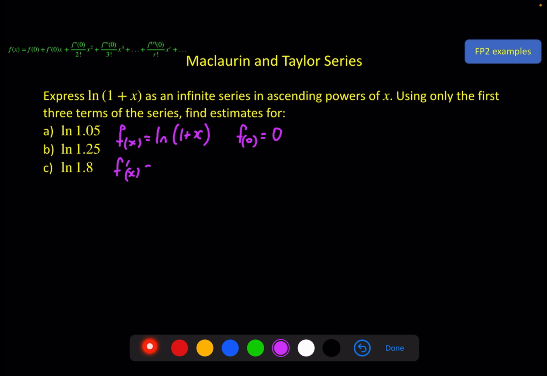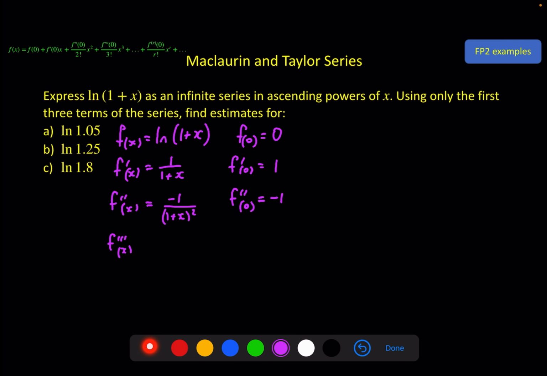Differentiate this, and we get 1 over 1 plus x. Evaluating that at 0 gives us a 1. So that will be a term in my series, so that will be my first term. Differentiating again, we're going to get minus 1 over 1 plus x all squared, and evaluating that at 0 gives us a minus 1. So that will be one of the terms as well. So we've got 2 terms so far. We need to keep going.